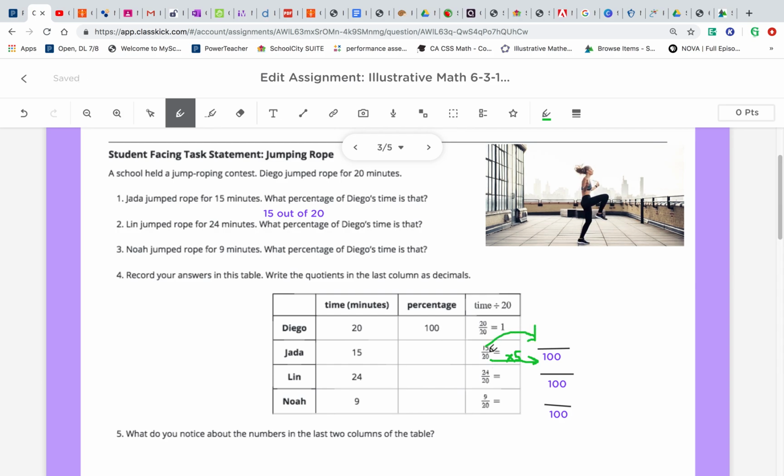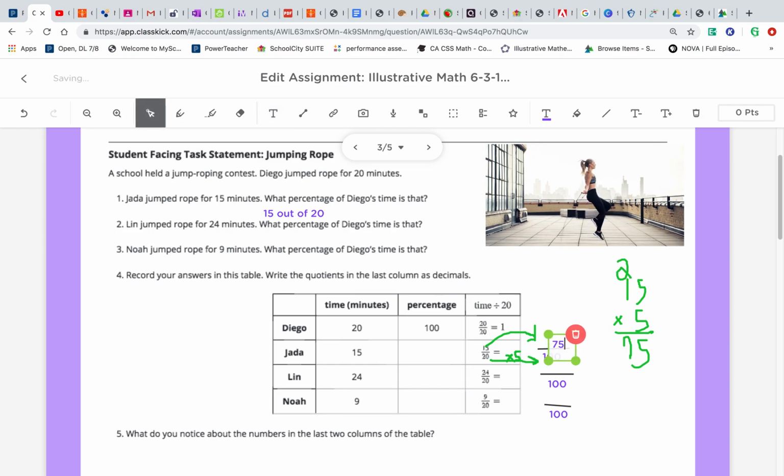So multiply times 5. So that means we've got to do the same thing here. We've got to take this 15, and we've got to multiply it times 5. Right? So 15 times 5. Okay, 5 times 5 is 25. 5 times 1 is 5, plus 2 is 7. Okay, so that's just a little refresher on multiplying that way. So we know then that this is going to be 75 over 100. All right, so 75 over 100 for this one here.